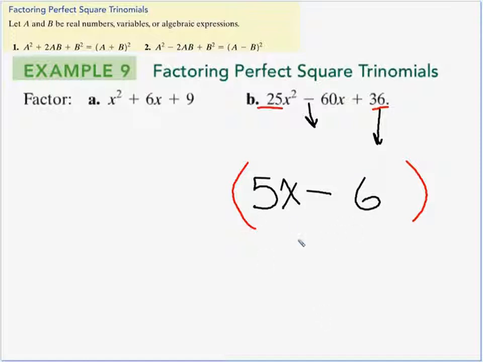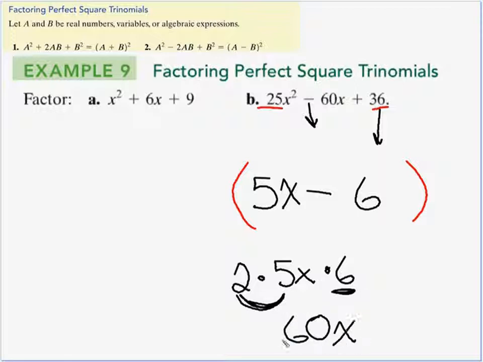Now we check the middle term. 2 times the first thing times the second thing. Well, 2 times 5 is 10. 10 times 6 is 60. 60 x's. Is that our middle term? Yes, it is. So our binomial is 5x minus 6, and that is quantity squared.